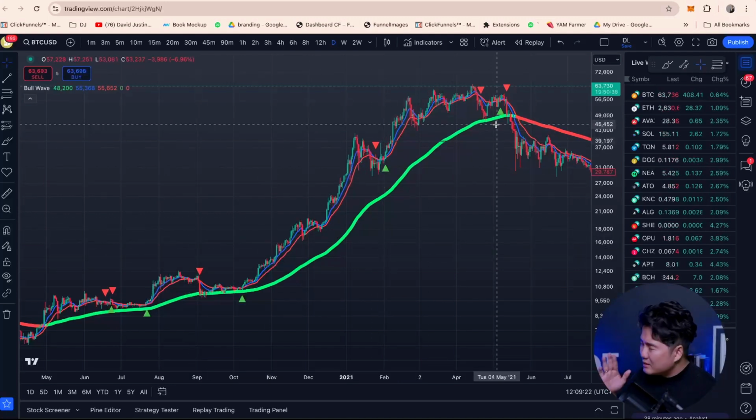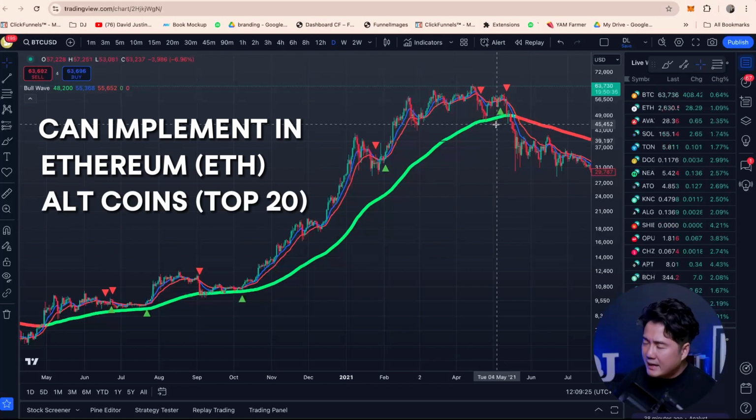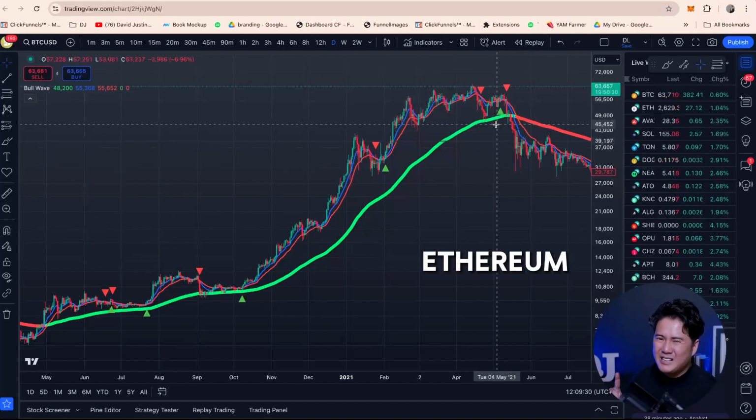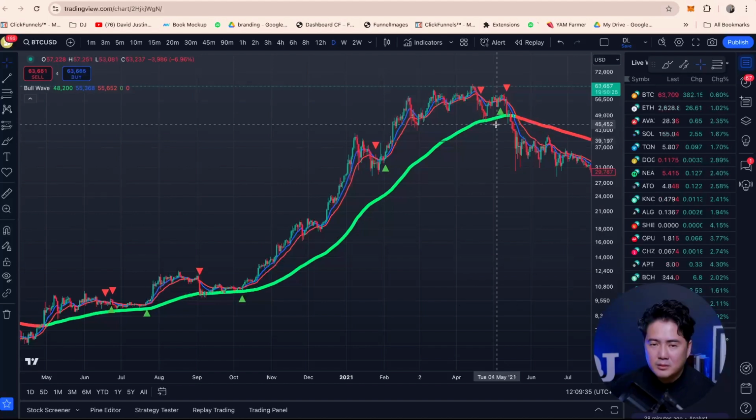This indicator can be implemented on Ethereum and other altcoins. The top 21 is good. I remember I made a lot of profit from Ethereum and also Solana. So take note of this one.